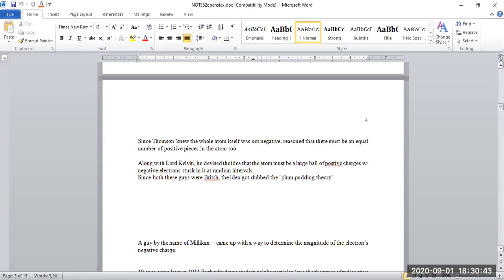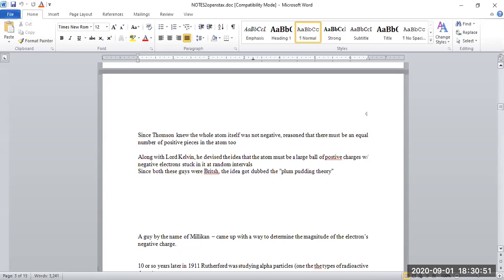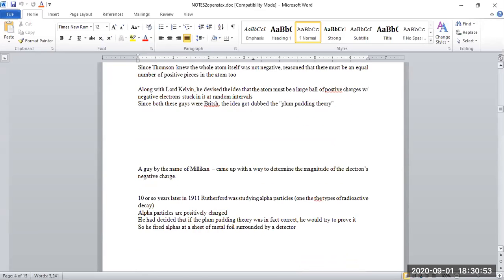So now we introduce Millikan. He's going to expand upon the electron idea. He does some calculations with some oil droplets and figures out the magnitude of the negative charge. Relevant, important, contributes to the big picture.